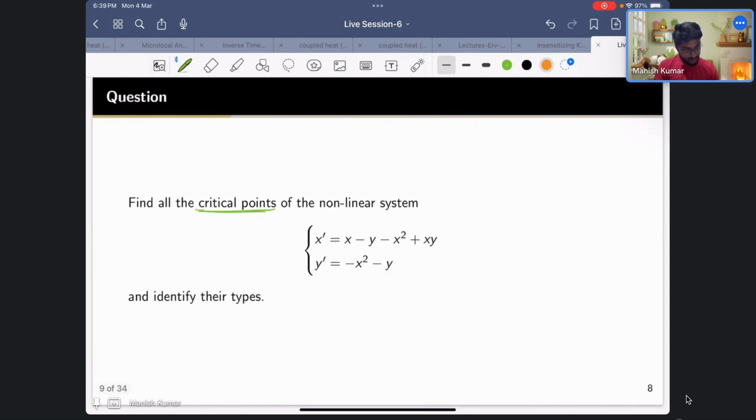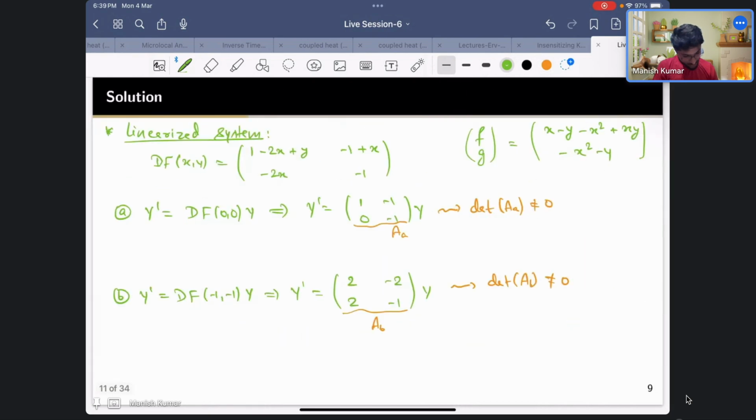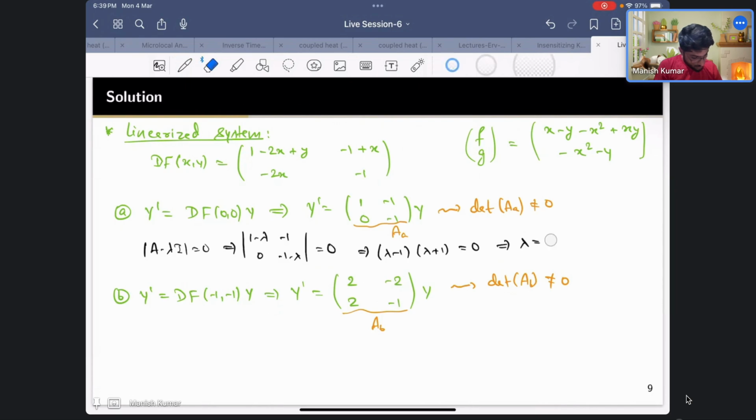Okay, so over here, A minus lambda I equal to 0, which is 1 minus lambda, minus 1, 0, minus 1 minus lambda. If I solve, I get lambda minus 1, lambda plus 1 equal to 0. Then from here what we get is lambda is minus 1, 1, right?